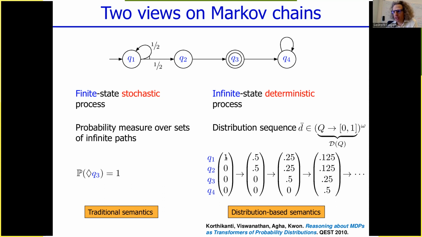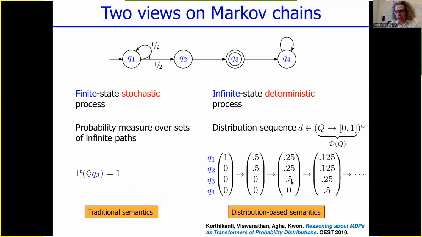We can represent this as a vector where each entry corresponds to one state of the system. Initially, we are in Q1, so all the probability mass is in Q1, and the vector is 1, 0, 0, 0. Now, after one execution step, the probability in Q1 is split between Q1 and Q2, and we have half, half, 0, 0. That's the next distribution. If you do one more execution step, the probability half in Q1 is again split between Q1 and Q2, so you get 1 quarter, 1 quarter. And from Q2, it is transferred to Q3.